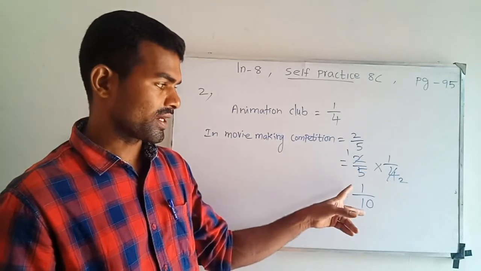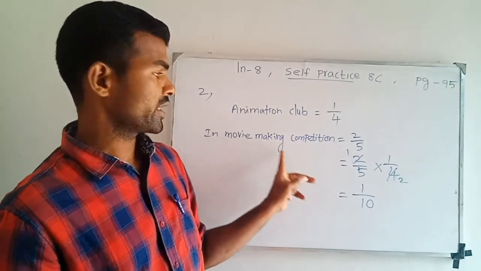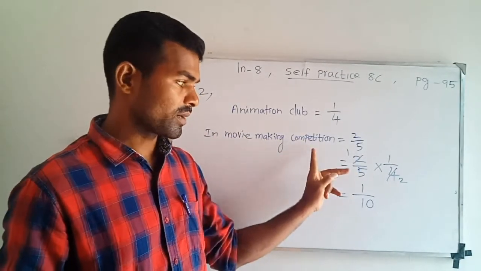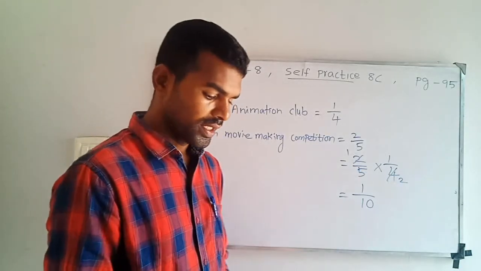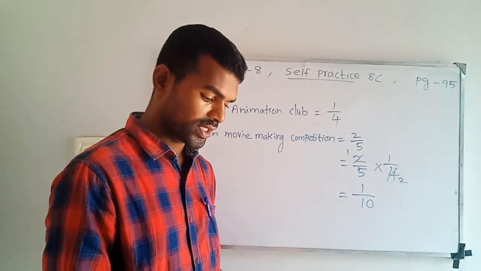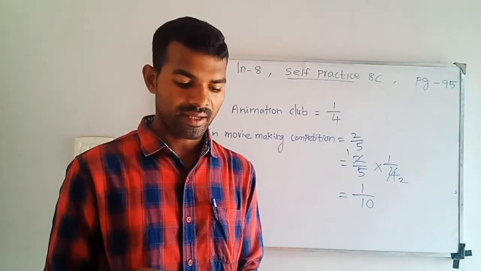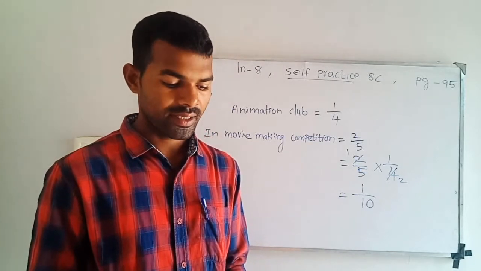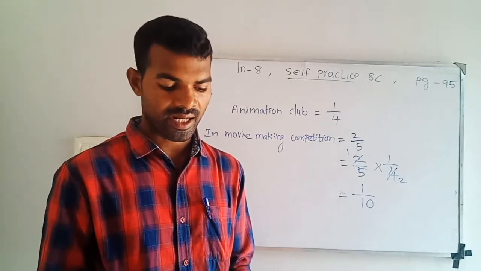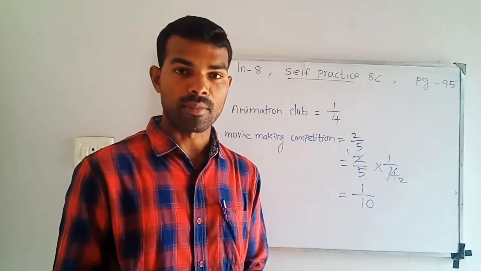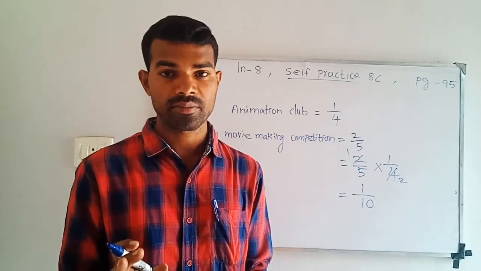This is the fraction of the class students participating in the movie making competition. In the movie making competition, 1 by 10 of the students are participating. Next, let us see the third question. Chris spent 8 by 11 of an hour on his science project. He spent 3 by 4 of this time building his Earth model. How much time did he spend building his Earth model?